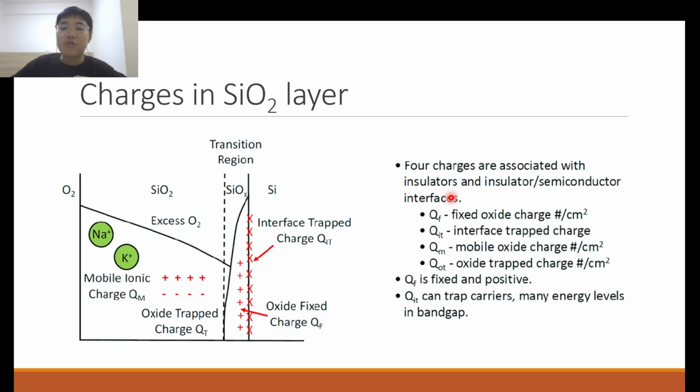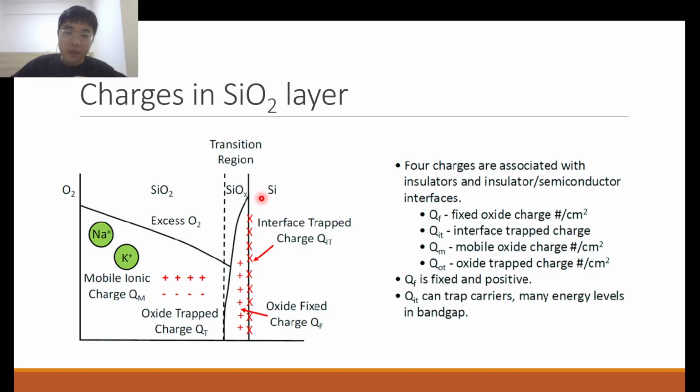In view of this, we need to understand what kind of defects can exist in the oxide layer. Considering silicon dioxide on silicon, let's first cover what kind of charges can exist in the silicon dioxide layer. Four kinds of charges are associated with the interfaces of the oxide and silicon material. The first is the fixed oxide charge. The second is the interface trap charge. The third is the mobile oxide charge, and the last is the oxide trap charge.